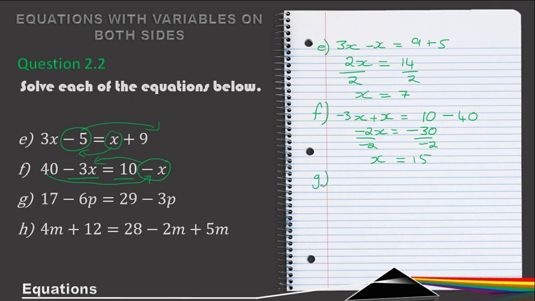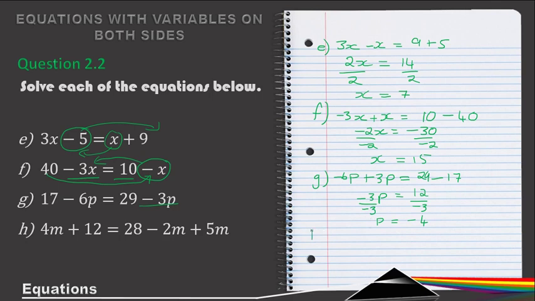Then for G, I have to solve for p. So on this side we've got negative 6p, and then bringing this p over becomes plus 3p, which is then equal to that 29, which is already there. And then bringing the 17 over becomes negative 17. So here we have negative 6 plus 3 gives me negative 3p, equal to then 29 minus 17 is 12. Yep, that's 12. And then divide by negative 3. So p is then equal to negative 4, because a positive divided by a negative is a negative.